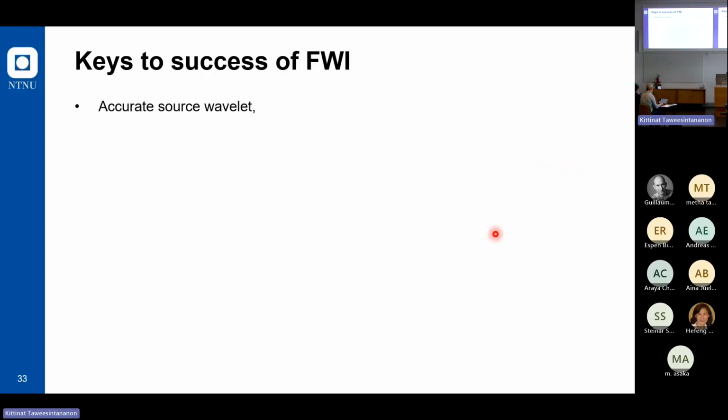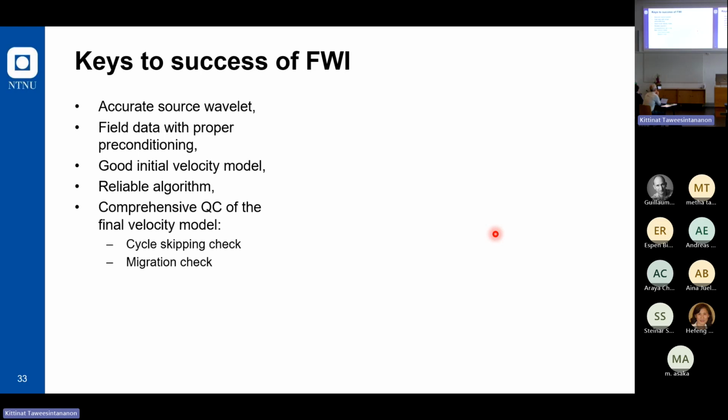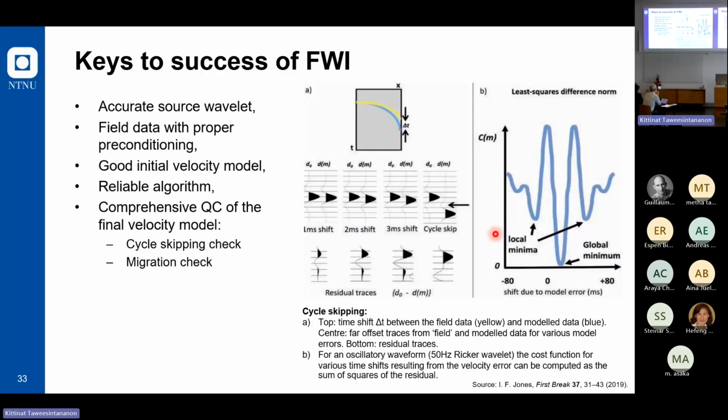The key to success of FWI is to determine the accurate source wavelet and field data with proper preconditioning. We need to have a good initial velocity model, a reliable algorithm, and comprehensive QC to ensure that we don't have cycle skipping and we have a good migration result.